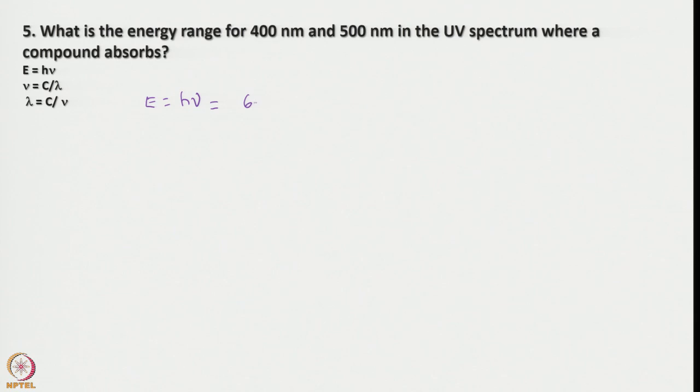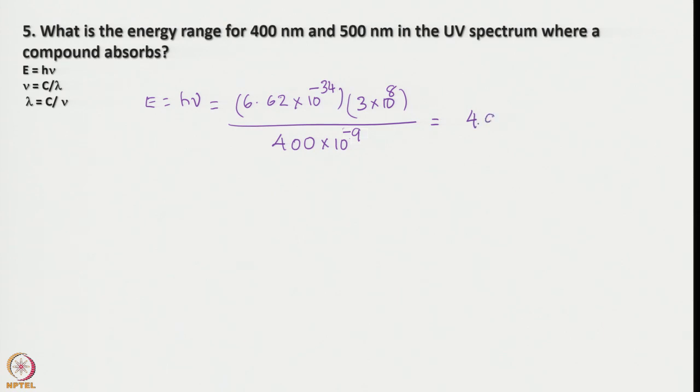We should use h, that is 6.6 × 10⁻³⁴, times c over the wavelength in meters. If you simplify this one, what it gives is 4.965 × 10⁻¹⁹ joules. What we have done is made everything in meters. For example, the velocity of light is 3 × 10¹⁰ centimeters per second; that should be made into meters per second, 3 × 10⁸. And then if you just take this one to the numerator, we get this value here. So this is the one for 400.